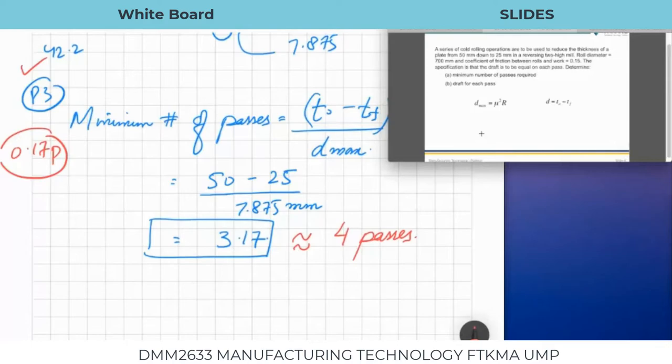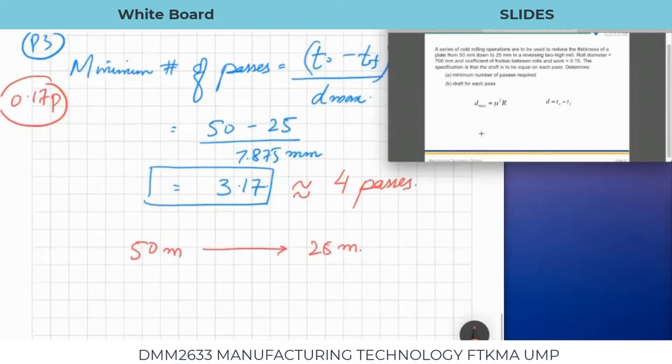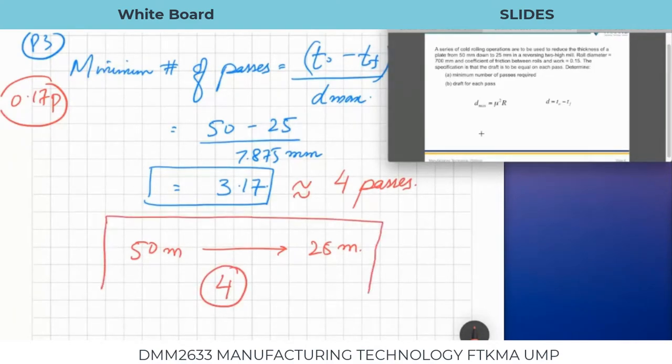It means I need a minimum of 4 passes. So how much thickness should I reduce in each pass so that my final thickness is 25? My target is to reduce 50 mm to 25 mm, and my target is to do it in 4 passes. I need to reduce 50 millimeter into 25 millimeter in 4 passes.